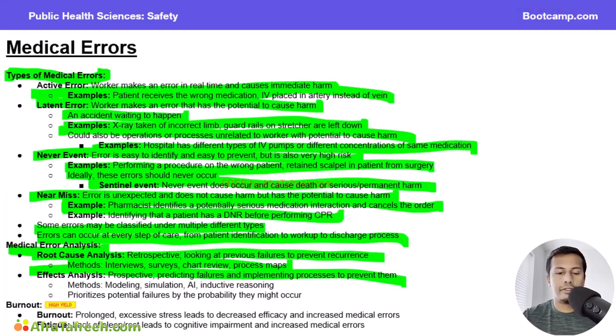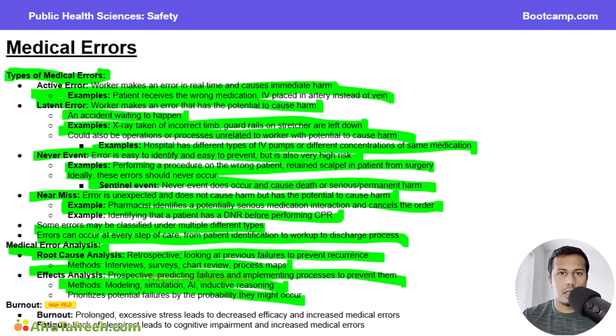Some examples of effects analysis are things like modeling, creating simulations, using AI, using artificial intelligence, inductive reasoning, looking at these things, breaking them down, creating models, projecting what errors could occur and how we can minimize them or get rid of them completely. The important thing with effects analysis and medical error analysis in general is we are going to prioritize failures by the probability that they might occur. If something has a high probability of occurring, if it has a 99% probability of occurring, then we want to manage that error more than we want to manage the one that has 0.01% of occurring. So really important to know we are going to prioritize potential failures and manage those based on the probability that they may occur.